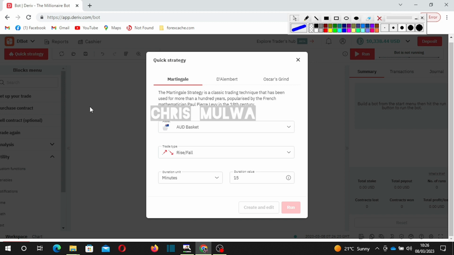The Martingale strategy is a classic trading technique that has been used for more than 100 years, popularized by a French mathematician, Paul Pierre Levy, in the 18th century. So the Martingale operation has been in use for decades, for over 100 years.